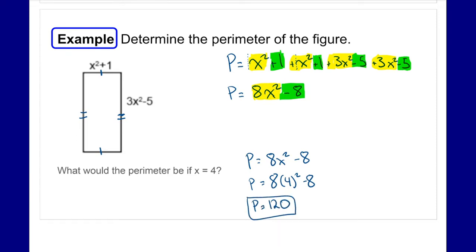Again, we could go back and plug in 4 into our actual side lengths and find out what they were and then add them all up. But we did want to work on our collecting like terms by coming up with a simplified expression first, because x may not always be 4. X may be something else depending on the situation. So it might be easier to have that simplified expression first and then plug it in, rather than plugging it into all the other sides and going through all those calculations every single time.